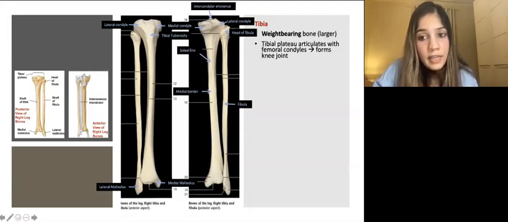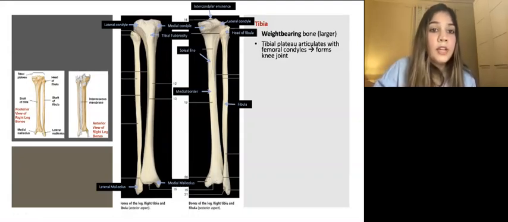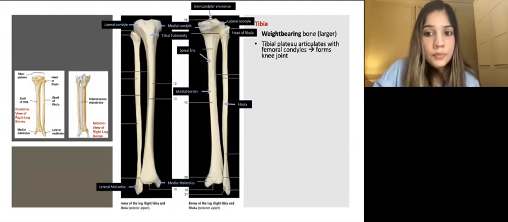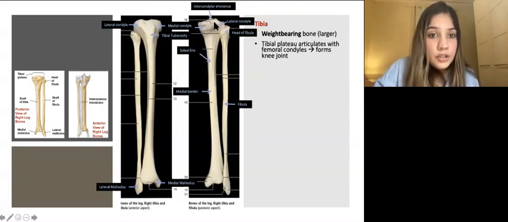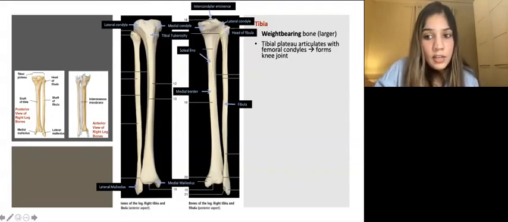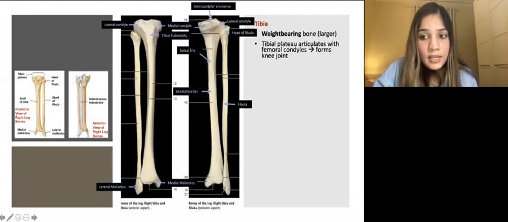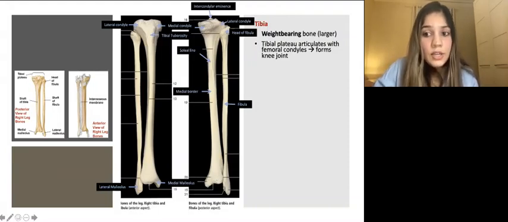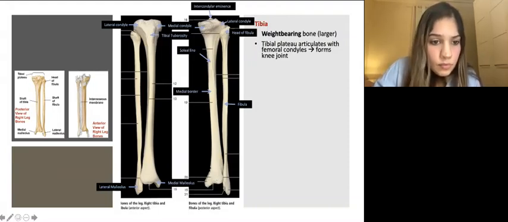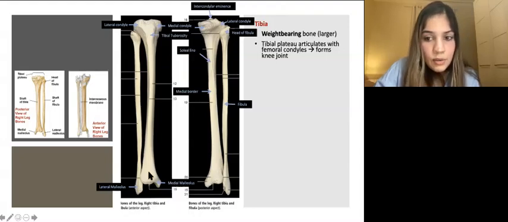This bone articulates with the distal femur to form the knee joint, as we've said. The proximal end is widened to form the tibial plateau. Laterally, you've got the fibula, and if we look down here, at the distal end, you have the lateral malleolus and the medial malleolus, which contribute to forming the ankle joint.